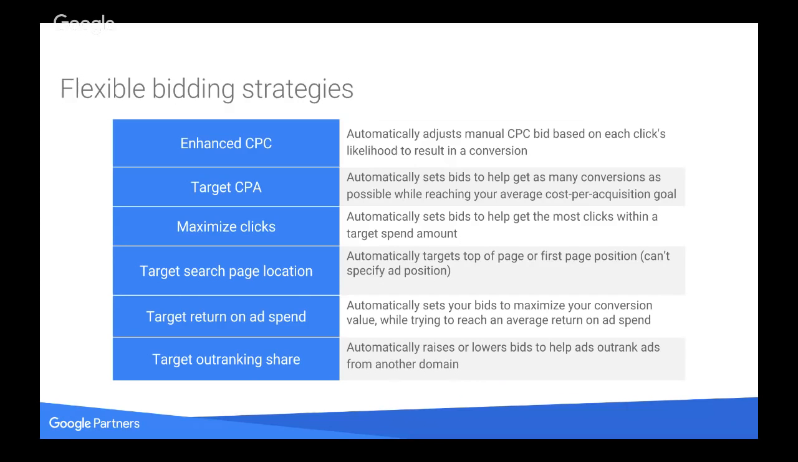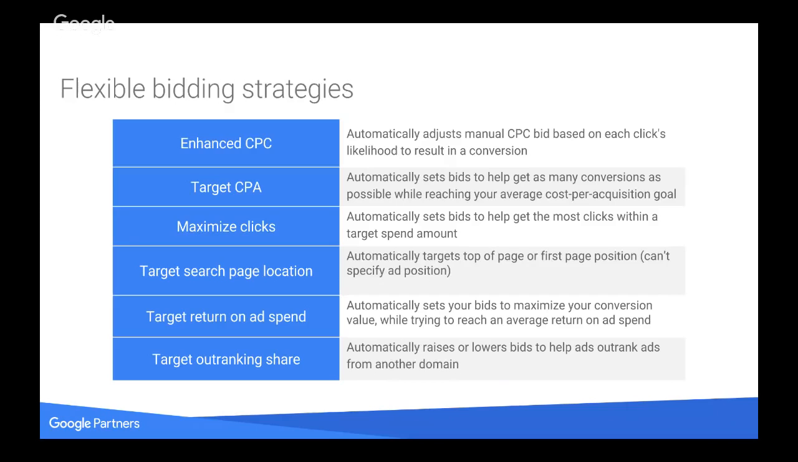So Enhanced CPC, for example, takes into account your conversion data and tries to optimize what your bid is going to be depending on situations where the AdWords system has seen that you've received a conversion in the past. Target CPA is a sort of bidding strategy that helps you get as many conversions as possible while you set a particular target cost per acquisition.